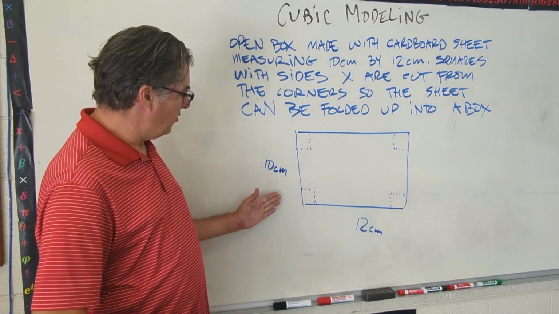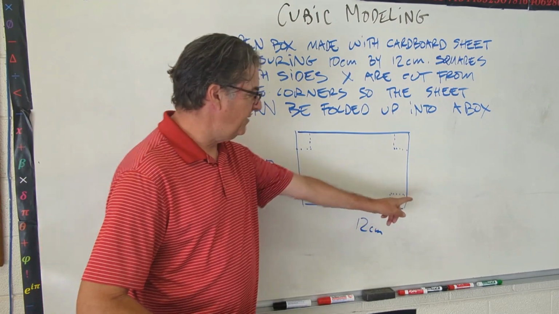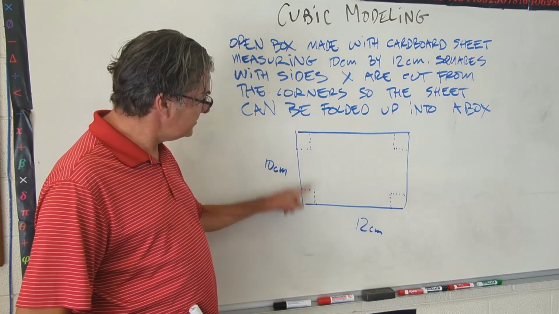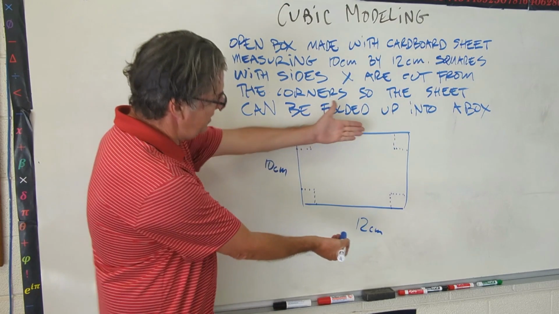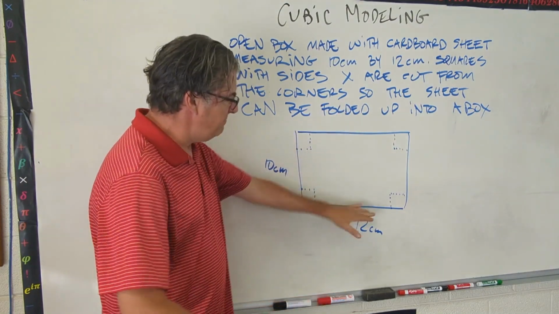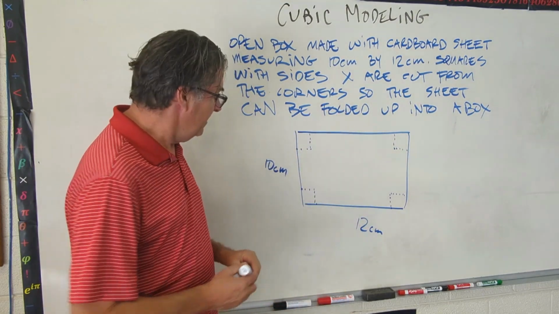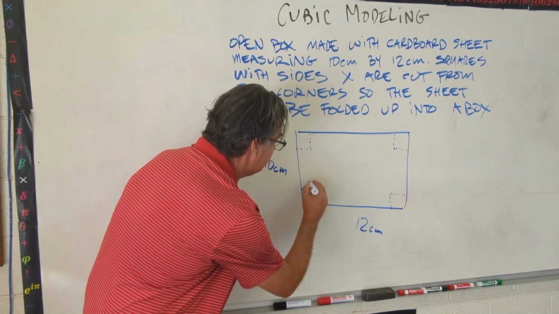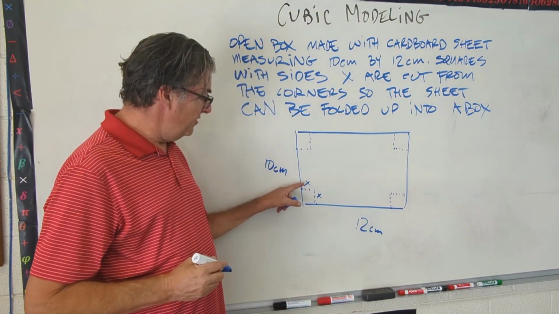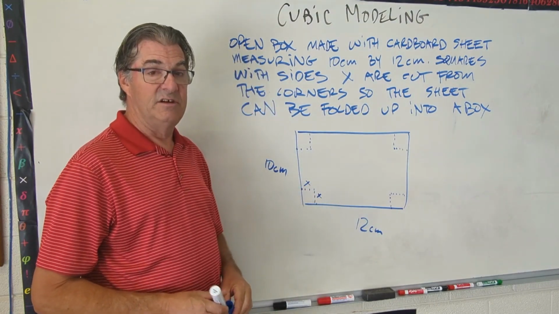Okay, here's our sheet of cardboard, 10 centimeters by 12 centimeters. And then we've cut out these little squares in the corner so we can fold the sides up and make our box or our tray. And so these are length X. And they're squares, so we know that both of those are X.